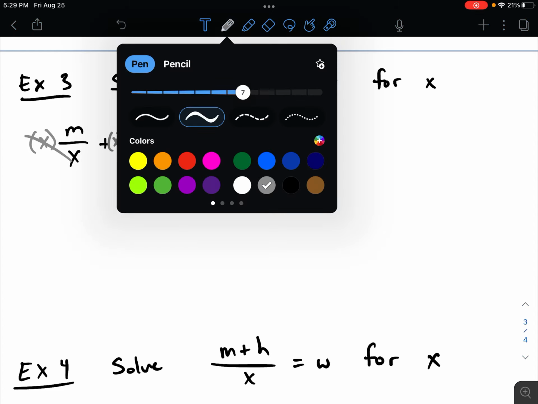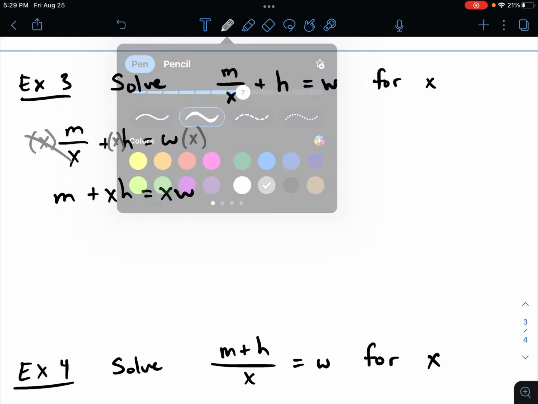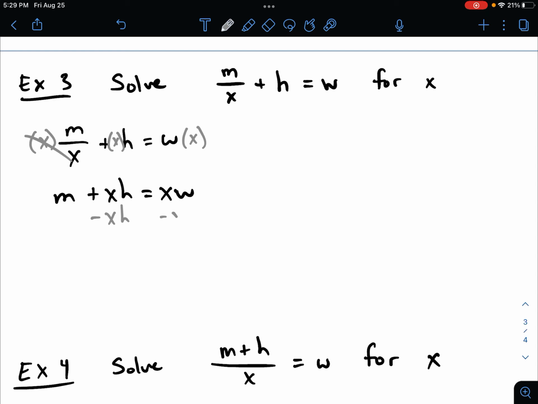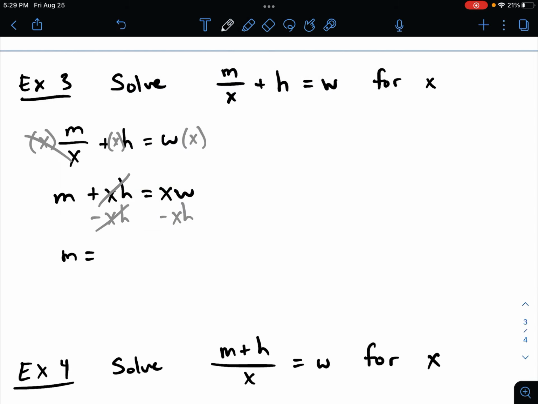Cross out the x's, and now we find out that m plus xh equals xw, or wx, however you want to write that. So now I've got two x's, which is kind of weird, but what I can always do is try to combine them. So I'm going to move that xh over to the right side. I want to get my x's on the same side. And this is now going to give me m equals xw minus xh.